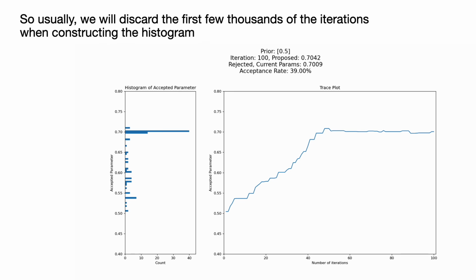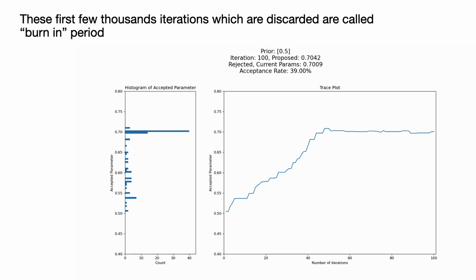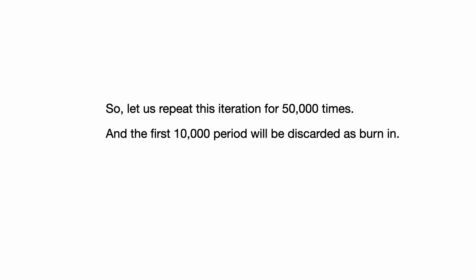So usually we will discard the first few thousand iterations when constructing the histogram. These first few thousand iterations which are discarded are called the burn-in period. So let's repeat this iteration 50,000 times and use the first 10,000 as burn-in.